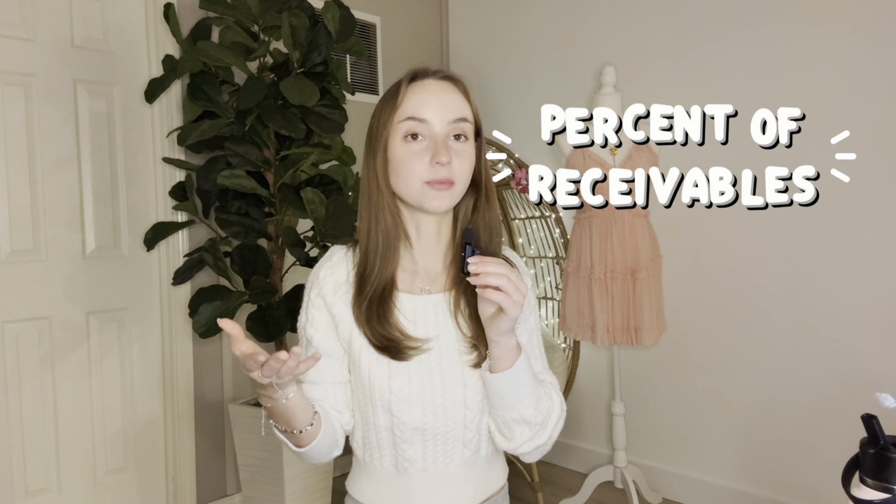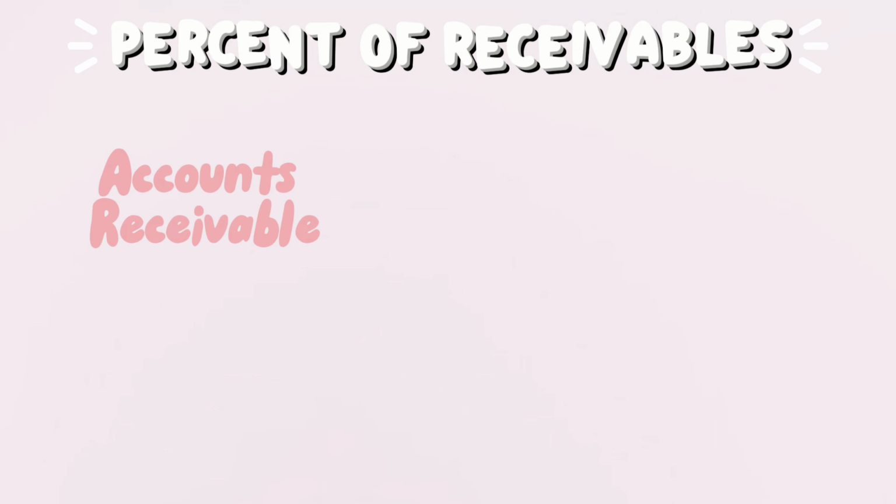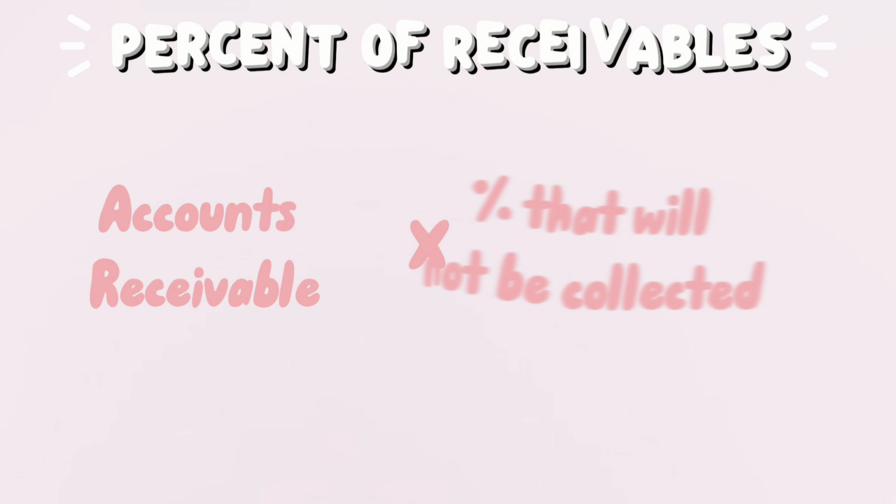The second method a business can use is the percent of receivables method. This will take your accounts receivable and multiply by the percent of what you think will not be repaid. We base this percentage off experience in the market with this customer and our economic environment.